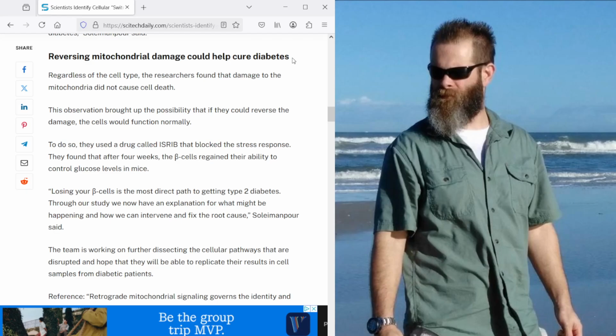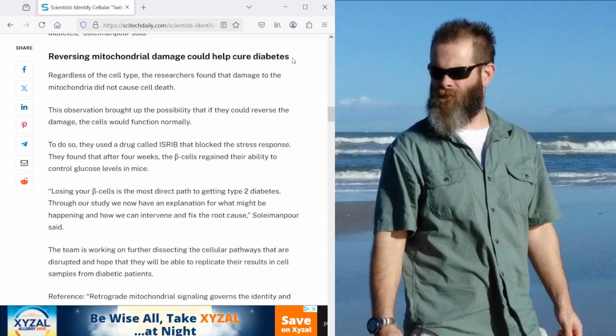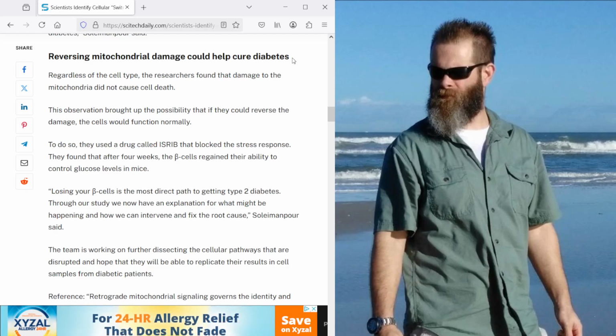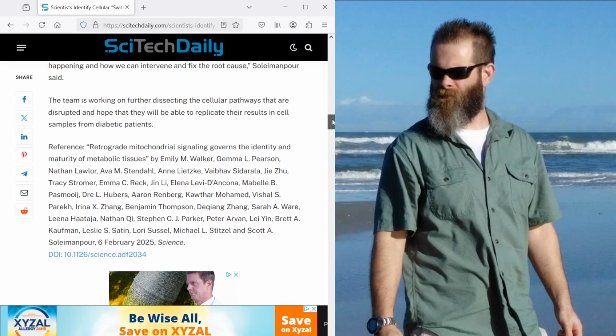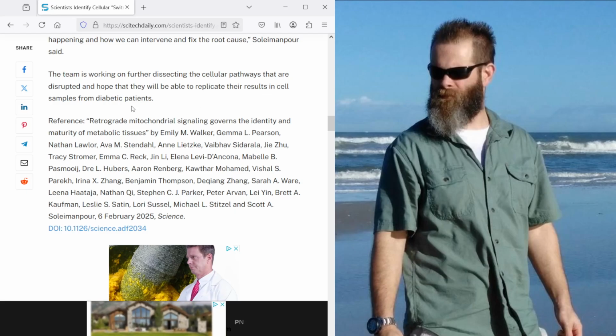What I tend to think of is, they mention what are the important pathways for mitochondrial function. This is something we have to consider, right? Because if the way we're living our lives and the things we're consuming and the things we're exposed to are affecting these things, we've got to figure out a way to stop that one way or another, right? And again, it's important to note if your liver is producing too much sugar, that's going to affect other things, not just your muscles. And so it concludes here, the team is working on further dissecting the cellular pathways that are disrupted, and hope that they will be able to replicate their results in cell samples from diabetic patients.